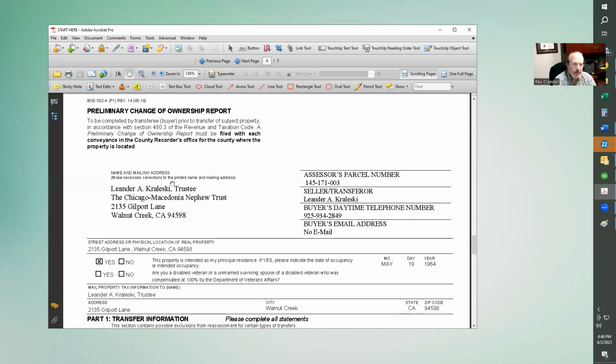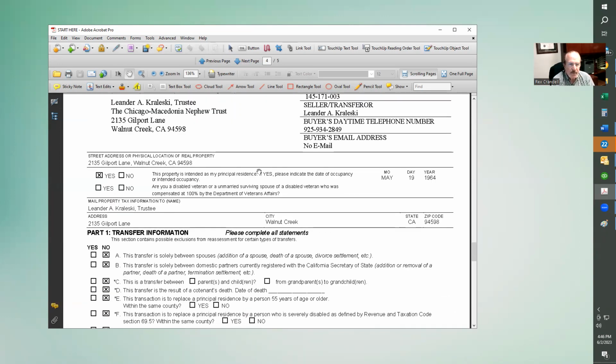So the purpose of the preliminary change of ownership report is to tell the county assessor whether or not they can increase your property tax. So they're asking you all kinds of questions to see if they can get more property tax assessed. So in the first part, you get the address, physical address, and you have to have the parcel number. And seller and buyer, that would be the same person if it's you going to your trust. This is a principal residence. Since when? You put the date.